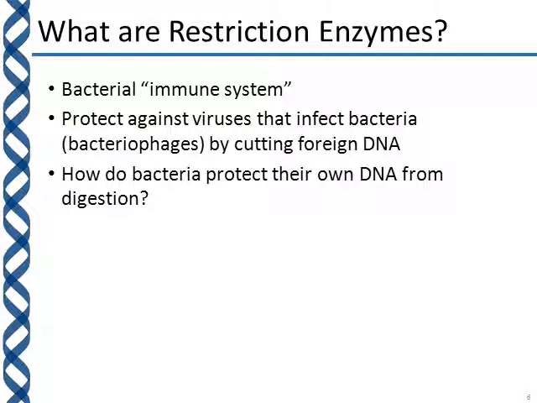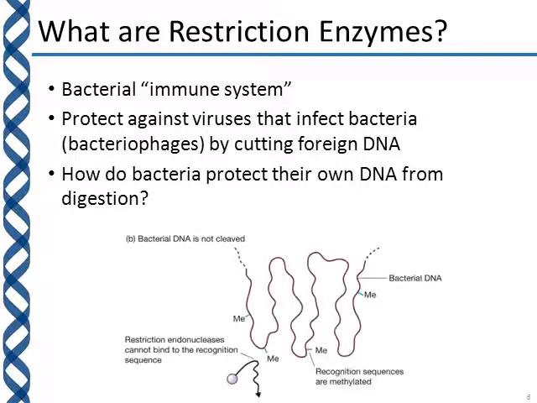So how do bacteria protect their own DNA from digestion from these restriction enzymes? Well, it's done via methylation. And here we show that the bacterial DNA is not cleaved. The restriction endonucleases cannot bind to the restriction sites, and here you see the bacterial DNA with the methyl groups because the recognition sequences have been methylated.